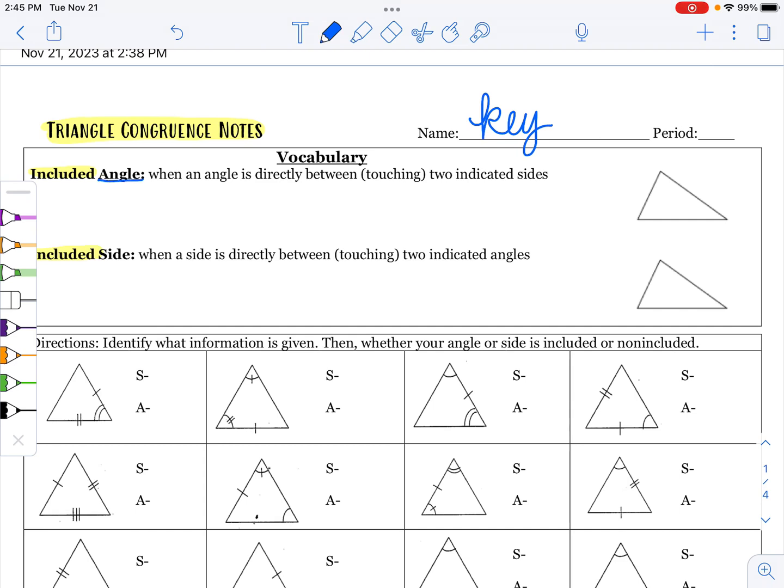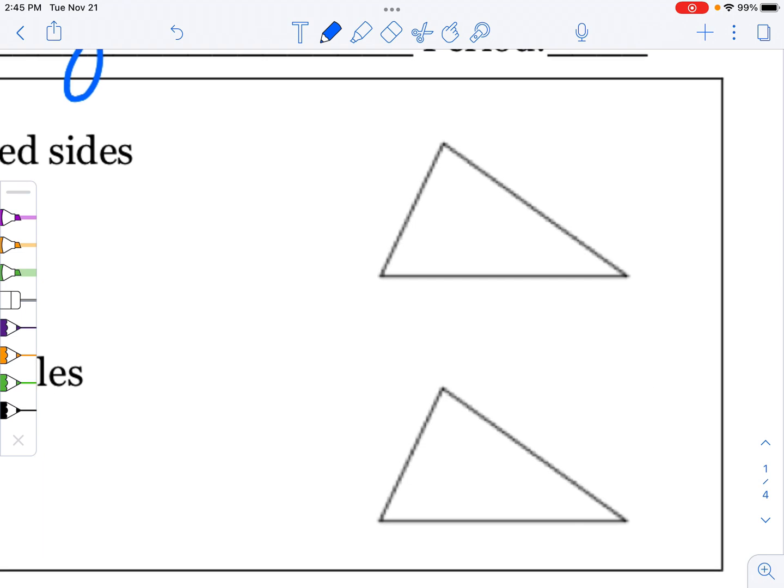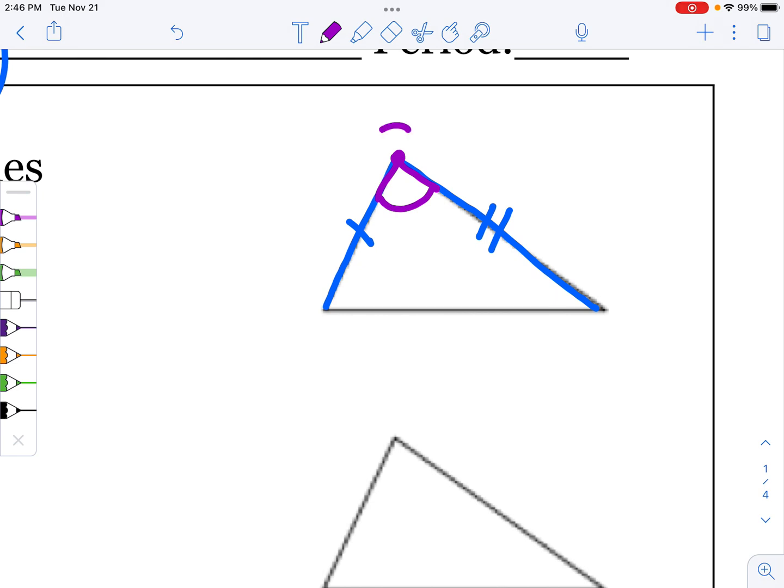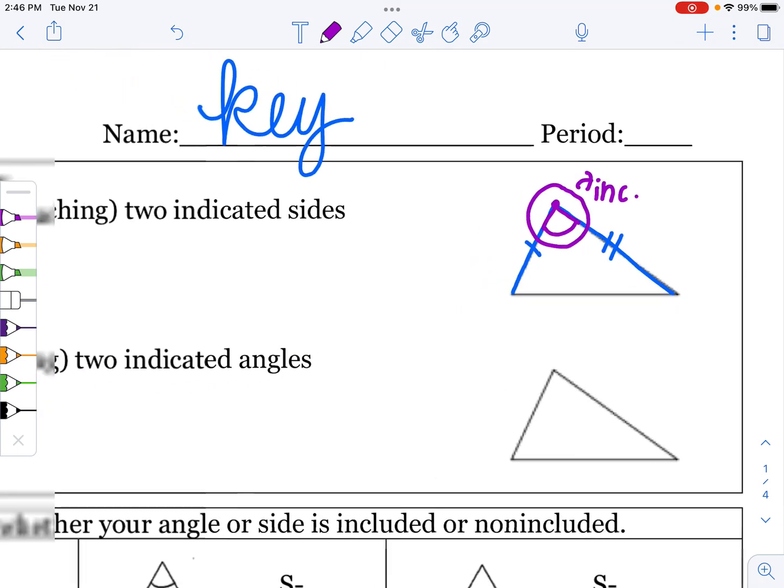An included angle is when the angle is directly between or touching 2 indicated sides. So in this triangle, obviously I have 3 sides, but if I have 2 sides that are indicated, meaning highlighted or marked with these congruence marks, kind of like tattoos, the included angle would have to be touching both of those or in between. So it kind of creates this sandwich. That purple angle is touching both the blue side with 1 tick mark and also the longer side with 2 tick marks. So it's happening in between. I'm going to abbreviate included to INC. This is included between those 2 sides.